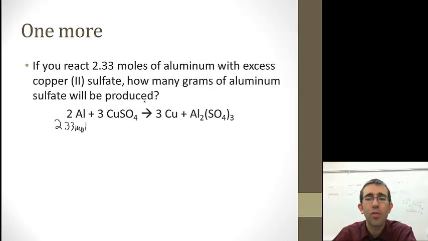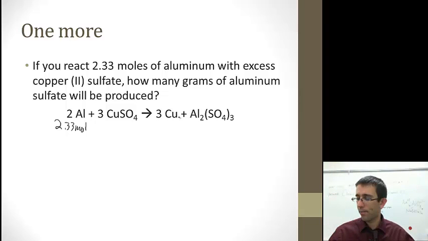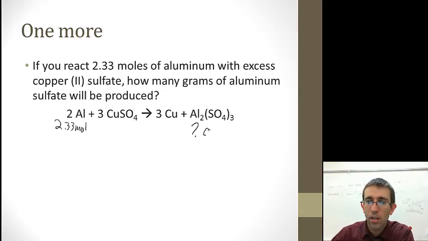This sometimes is where the back of your periodic table can be helpful. This is aluminum and this is sulfate together. If you don't know what sulfate is, you can find it back here. So this is what we're talking about. I want to know how many grams of this. So I'm going from moles of aluminum to grams of aluminum sulfate. If you use your flow chart, that'll be good.